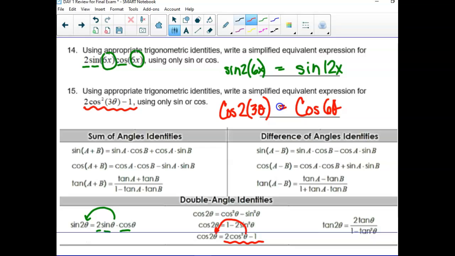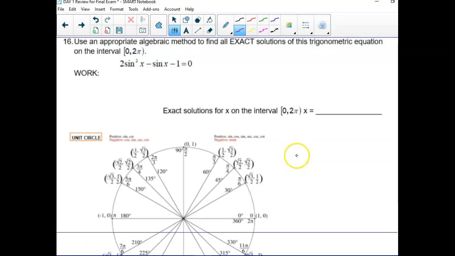I can pretty much guarantee you that the one on the final is one of these double angle identities, okay? It's not anywhere else on that reference stuff. All right. This is solving a trig equation where you have to factor. It says use an appropriate algebraic method, that would be factoring, to find the exact solutions of this trig function.